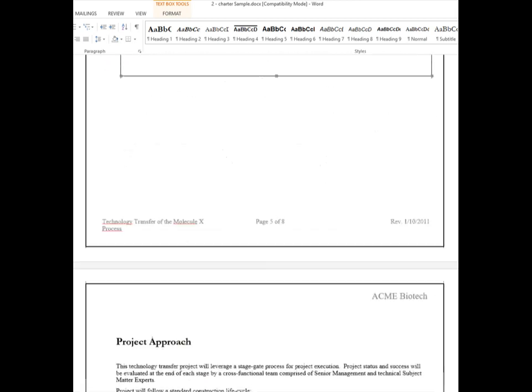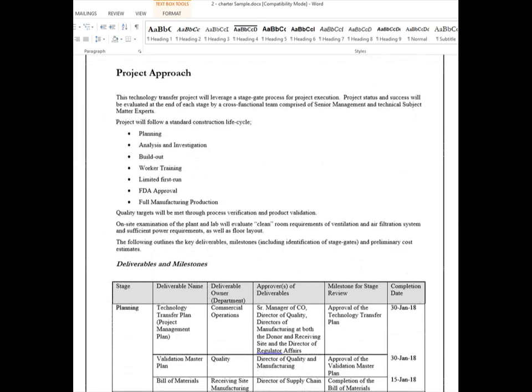Pull this down a bit. On the project approach, here's where we talk about how we're going to execute. We're going to follow a standard construction life cycle. We're going to build quality targets, on-site examination, etc.